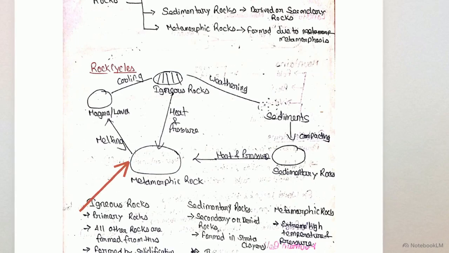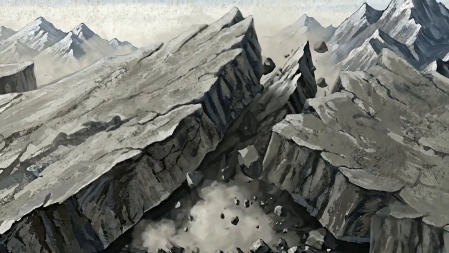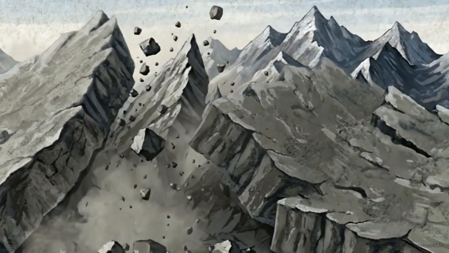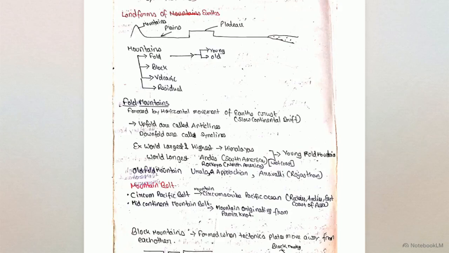When massive plates of this crust crash into each other, the land has nowhere to go but up. Millions of years ago, the Indian plate smashed into the Eurasian plate, forcing the rock to buckle and skyrocket into the atmosphere. Look at these notes detailing fold mountains. The upward folds form anticlines, and the downward folds form synclines.